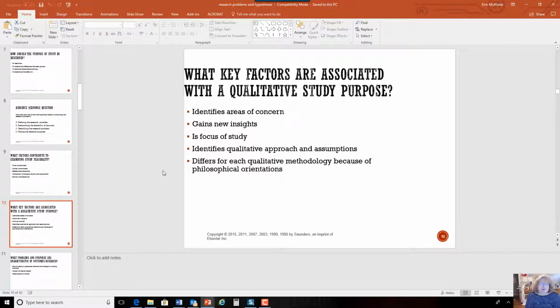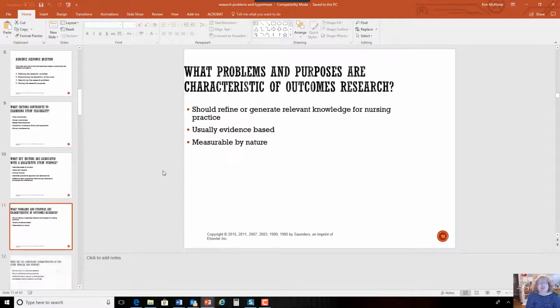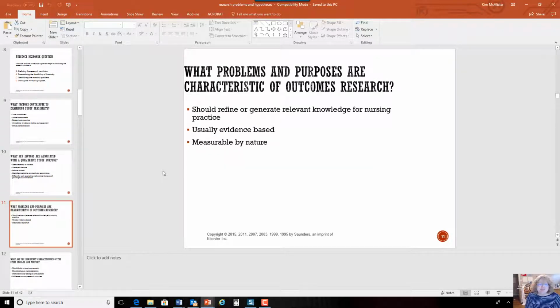You also want to look at what the methodology is, because there are different philosophical orientations for those. So these are some of the factors that are associated with that.